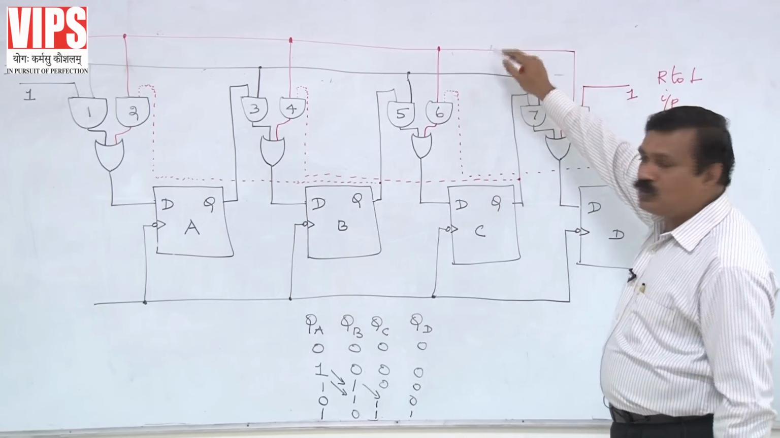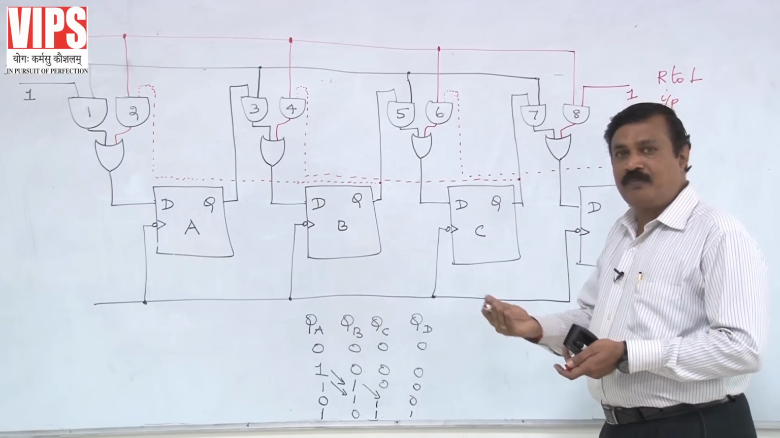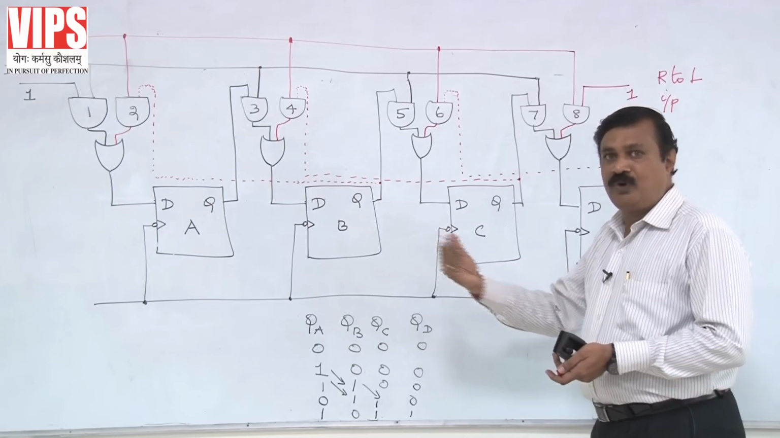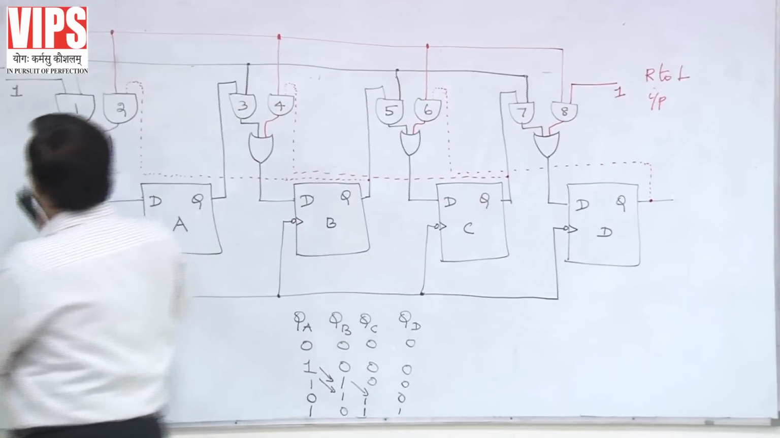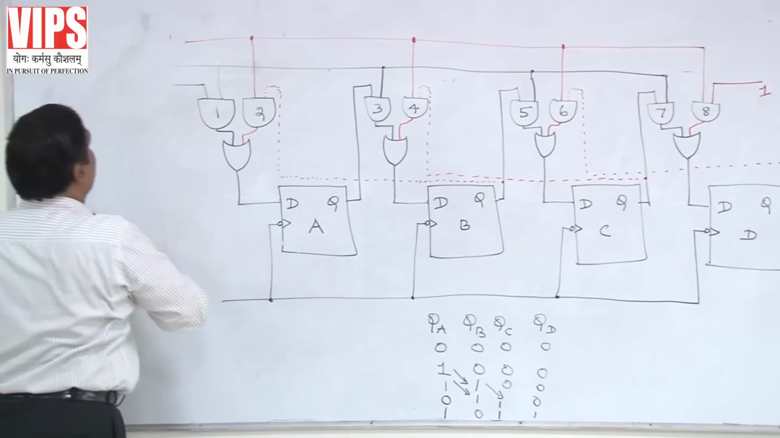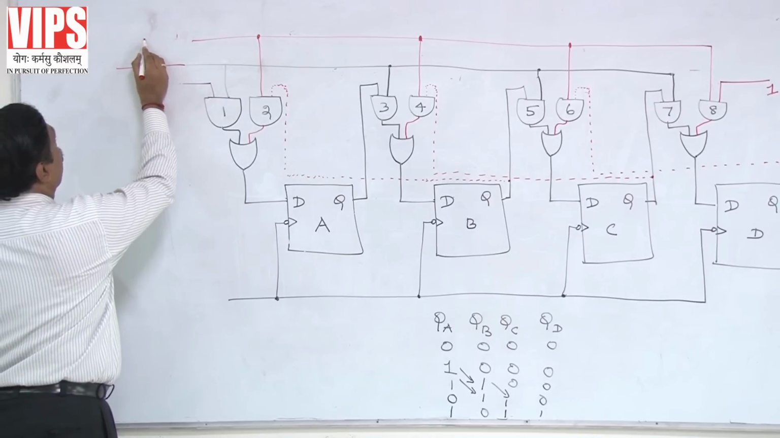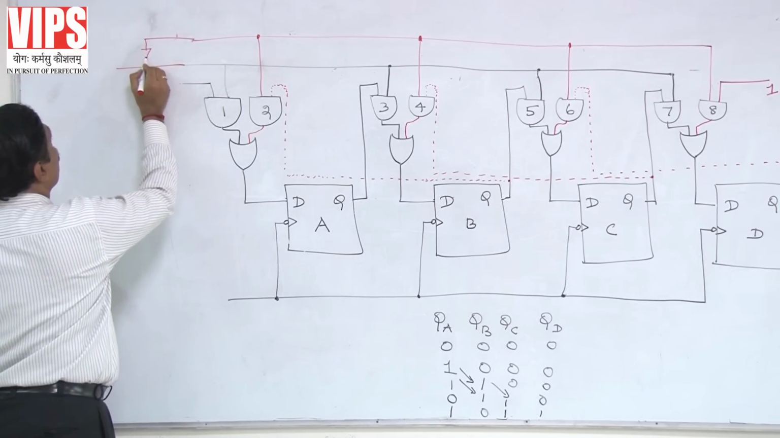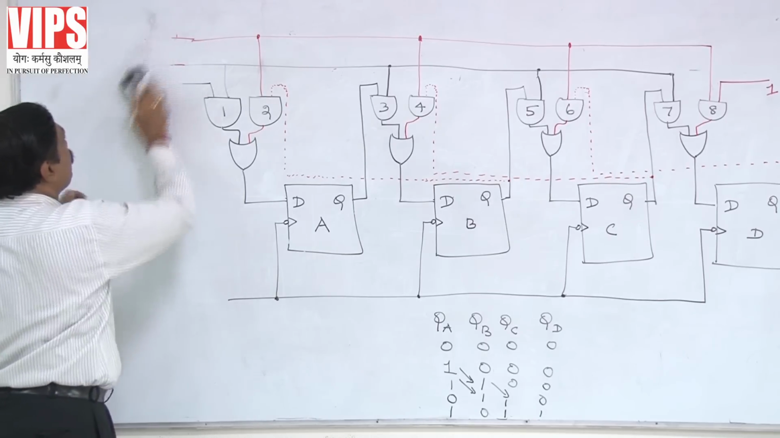See, we have 2 control lines, but data can be shifted either from left to right or from right to left. Therefore, we have to make one modification here. Connect one NOT gate here. Connect one NOT gate here. Or better to take a different ink.